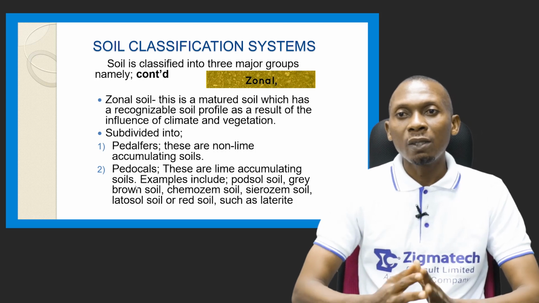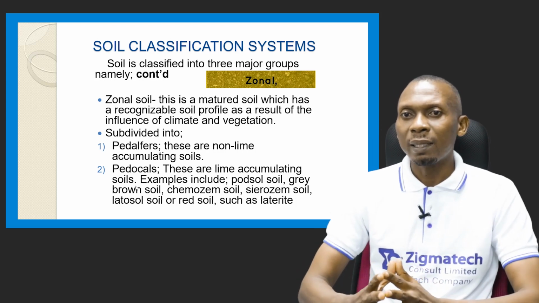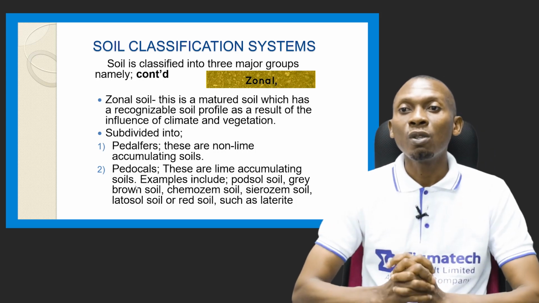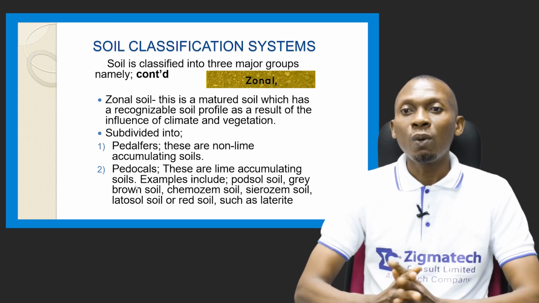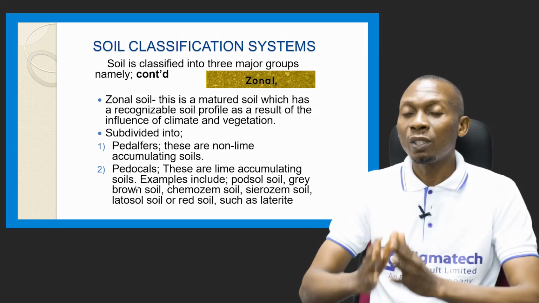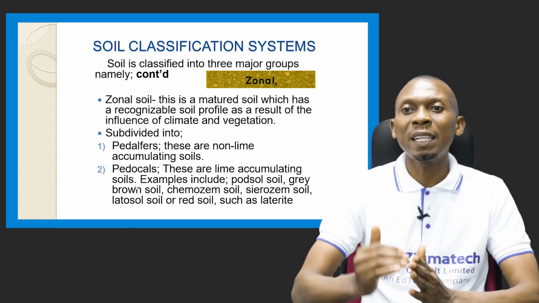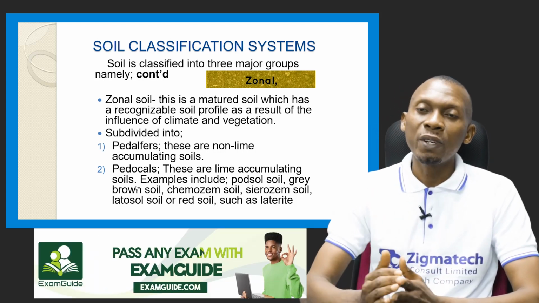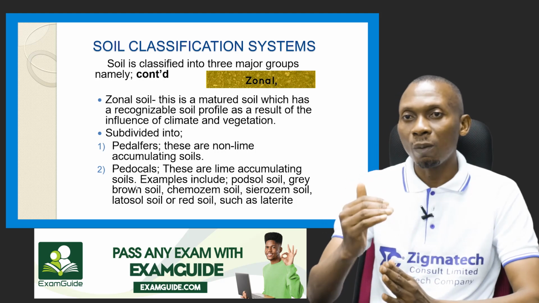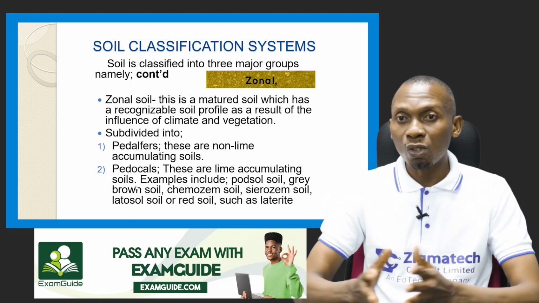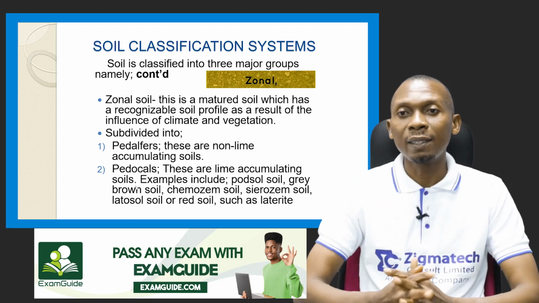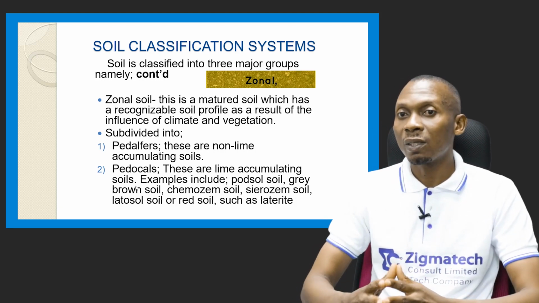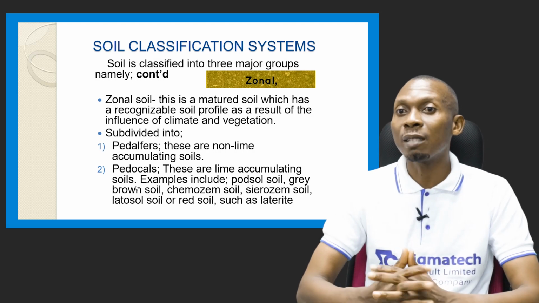Taking a look at zonal soil, let's understand better what the zonal soil is. These are matured soils with a recognizable soil profile. Now, what's a soil profile? It is a vertical section showing the different layers of soil, starting from the bedrock to the parent material to the subsoil to the topsoil, which is the noticeable soil that we can see with our bare eyes. So here we have the A horizon, the B horizon, the C horizon, and the D horizon. That's a matured soil with recognizable soil profile.